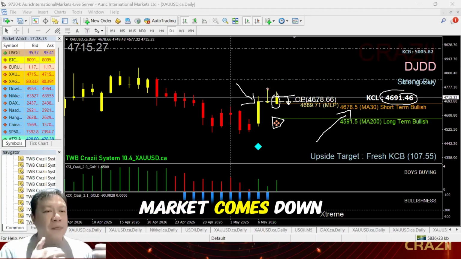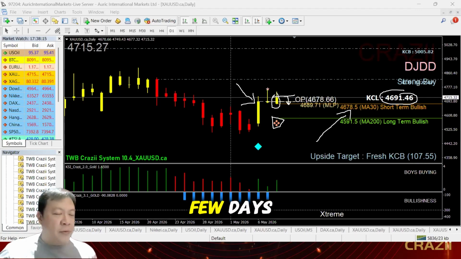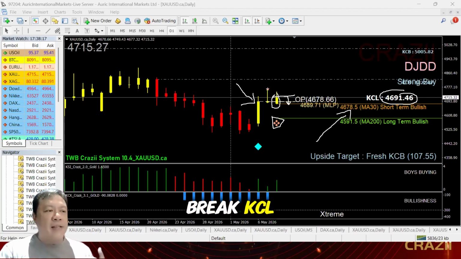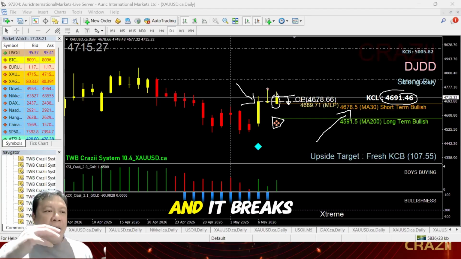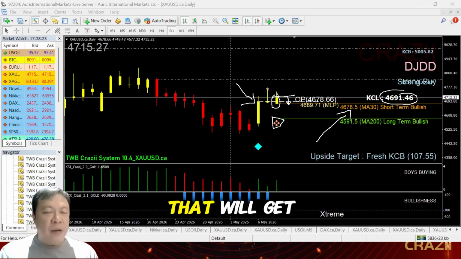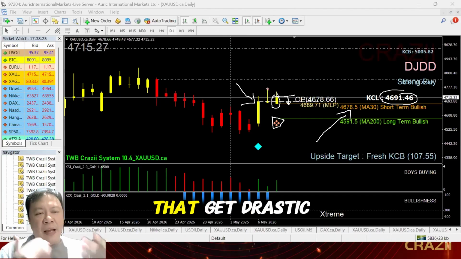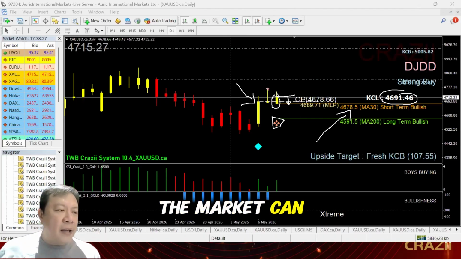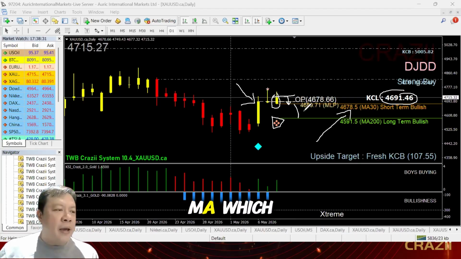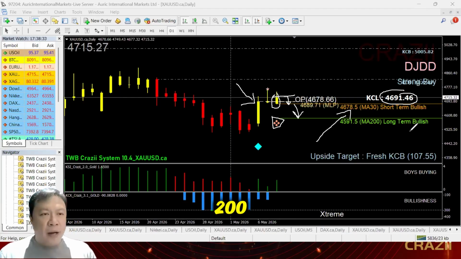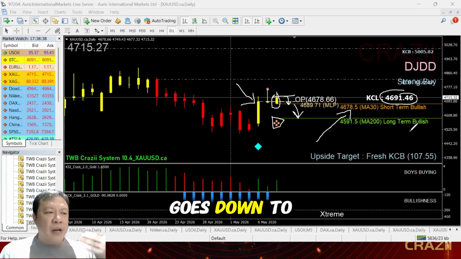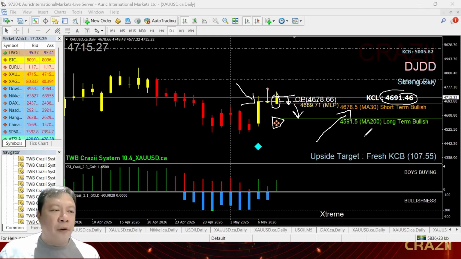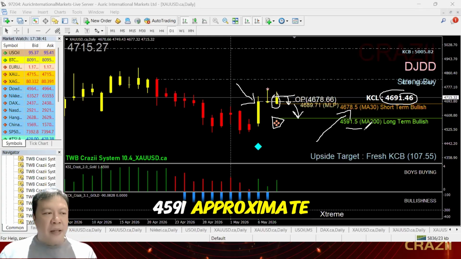So if the market comes down tomorrow or in the next few days, and it breaks KCL, breaks below the KCB, and breaks below the MA30, now that will get drastic. And if that gets drastic, the market can go down further to the next MA, which is MA 200. You understand now? And if it goes down to MA 200, that will be approximately 4591.